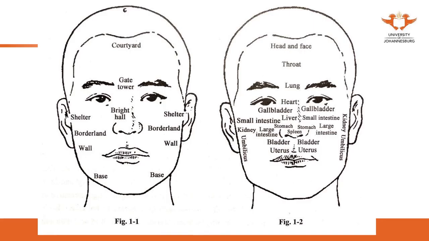So the first one, the location of the face from the Huangdi Neijing, it gave different locations. The courtyard, the names, we don't use this kind of name now. The names on this picture are not important, but we just give you a short introduction of the description from Huangdi Neijing. What you can remember is the picture on the right side. The different areas, different locations of the face can reflect different situations of the body condition.